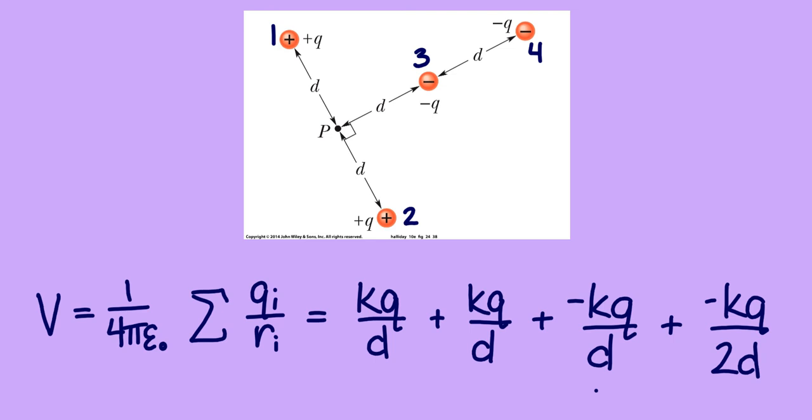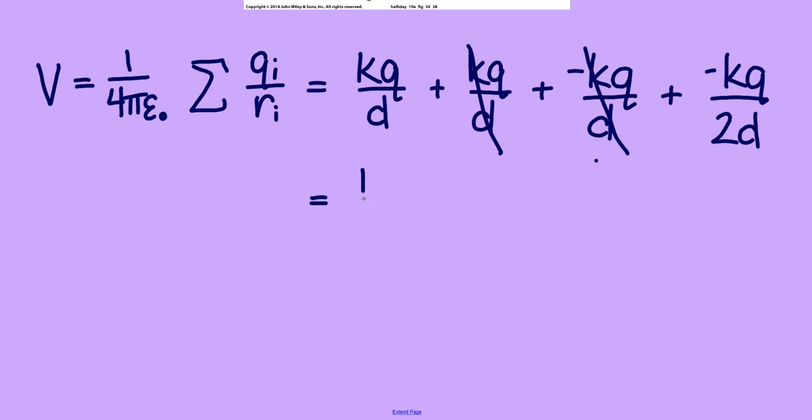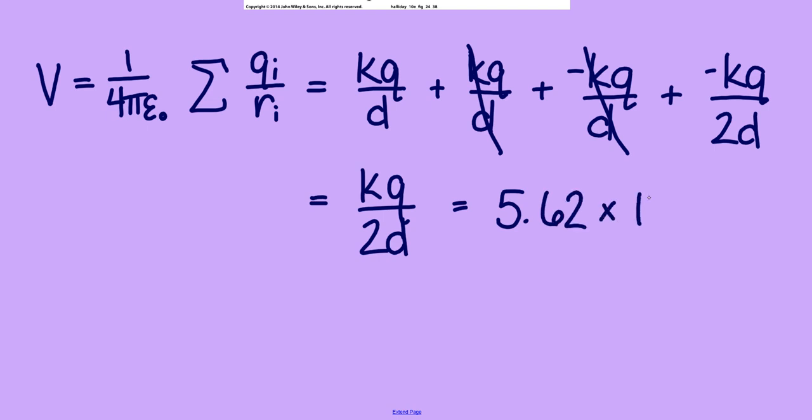Now, thanks to the fact that these are scalars, it's pretty easy to see that this KQ over D would cancel out with this negative KQ over D. So we're left with just adding together KQ over D minus KQ over 2D. That gives us a positive KQ over 2D. Now that I've come up with this expression, it's much simpler to plug in numbers to get my final electric potential at this point. And I trust that you can plug those numbers in your calculator to get the value 5.62 times 10 to the negative 4th volts.